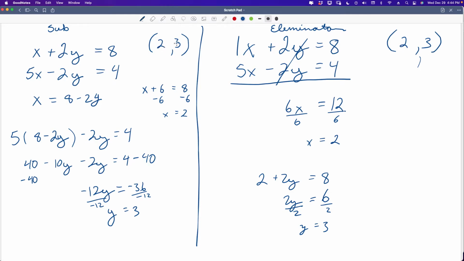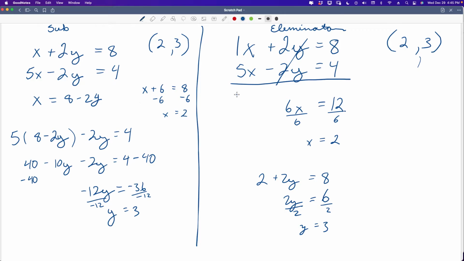2 and 3, 2 and 3. You get the same answer both ways, but elimination is just a little bit faster than substitution. I highly recommend that you use elimination as much as possible, and you only use substitution when you have a lone variable or when you have numbers that are already very large and you can't multiply. You can't get past them.